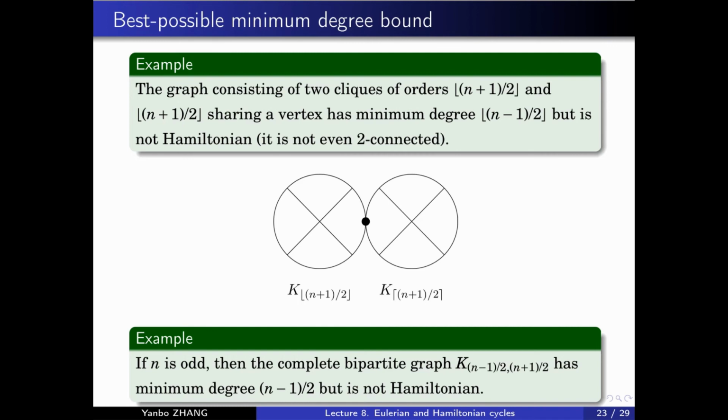The first example is the graph consisting of 2 cliques. One clique is of order the biggest number less than or equal to a half of n plus 1. The other clique has order which is the smallest number greater than or equal to a half of n plus 1.